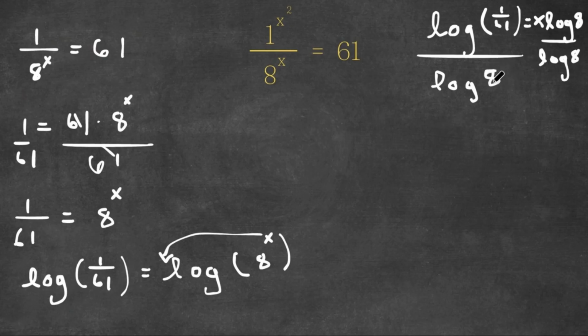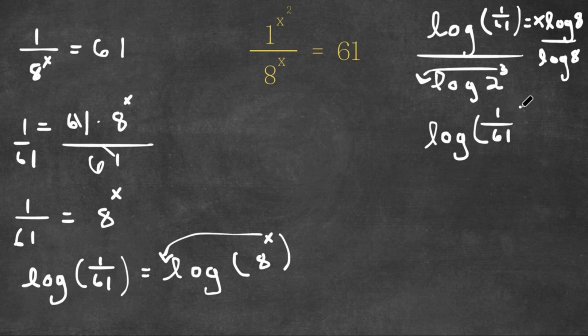Now log 8, well, this is the same thing as log 2 to the power of 3. And remember, we can actually move this exponent to the front of the log. Remember, the power property of logarithms. So now we have log 1 over 61 divided by 3 log 2.